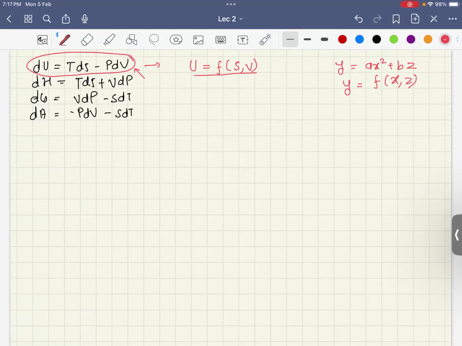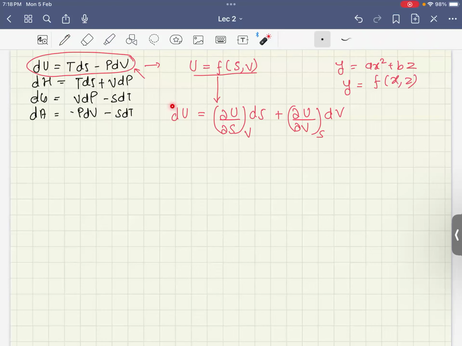That is why we can write the expansion: du is going to be del u by del s at constant volume times ds, plus del u by del v at constant s times dv. Now there is a very important thing to remember here: this is a complete derivative, whereas this is a partial derivative. Do you know the difference between complete and partial?